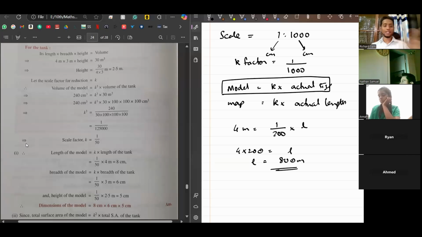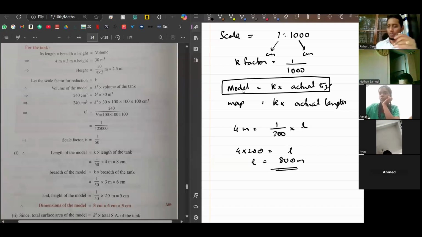Okay, next. Now look here. The model and the actual size, whatever we're taking, is the length of the model and the length of the actual size. Or instead of length, the height or the breadth. But we're taking a one-dimensional value. Is that clear? So what we can find using this formula is either the length or the breadth or the height. So we'll put a bracket over here and write length or breadth or height.